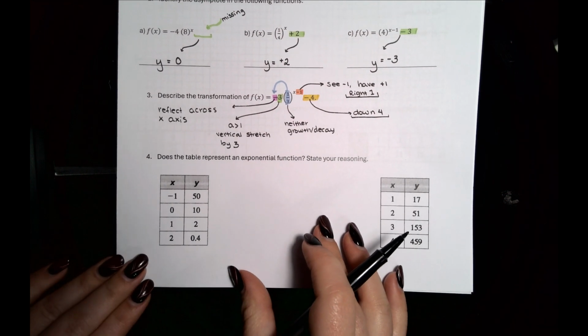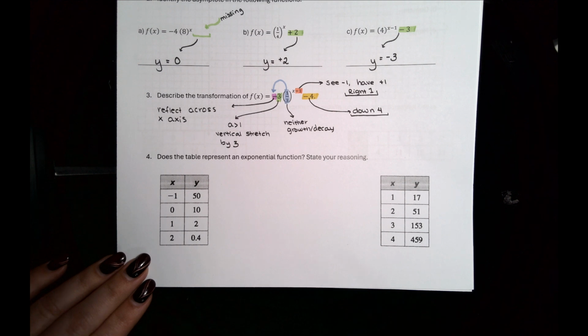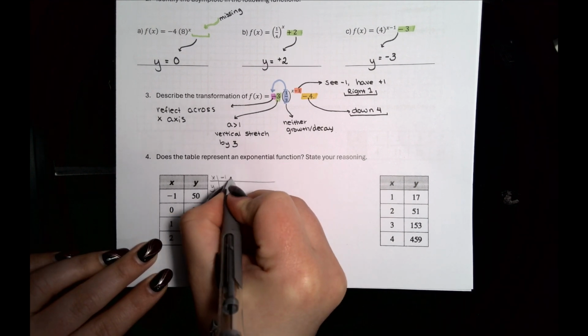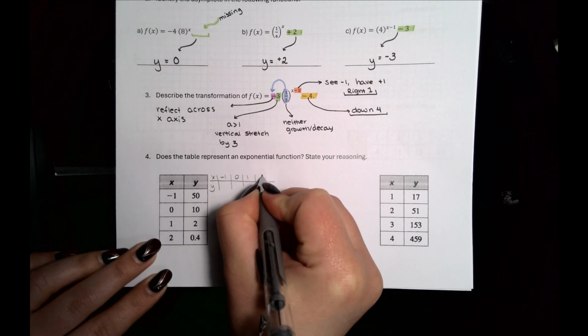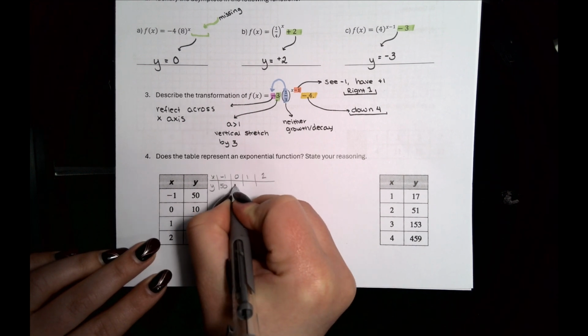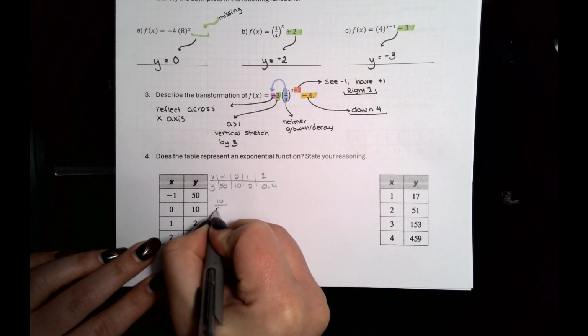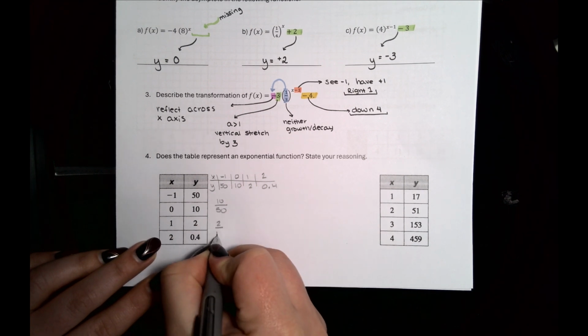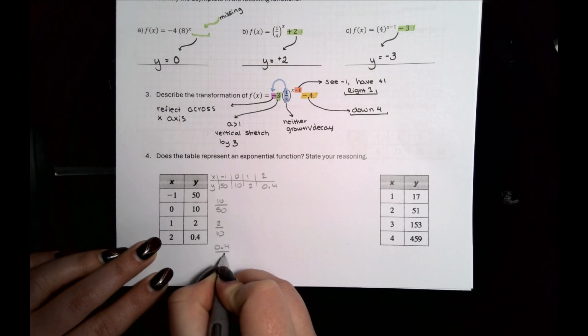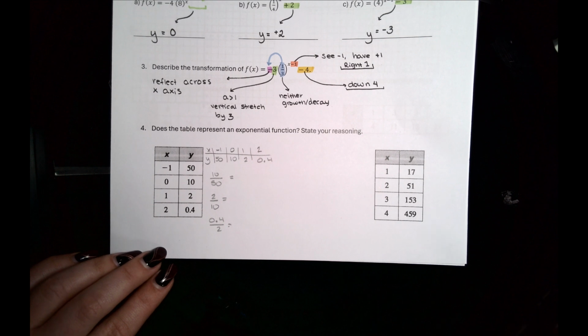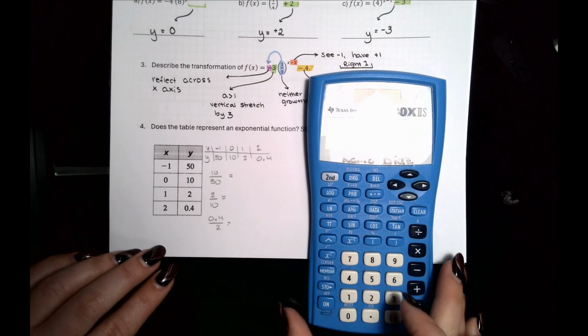Moving on to question number 4, does the table represent an exponential function? State your reasoning. For these ones, we're asking: is there a common ratio? I'm going to push both tables off to the side and rewrite it, because then it's easier to see which one is your right value and which one is your left value. We have 10 over 50, 2 over 10, and 0.4 over 2. Now, if this gives us a common ratio, then yes, this is exponential. If it does not give us a common ratio, then no, this is not exponential.